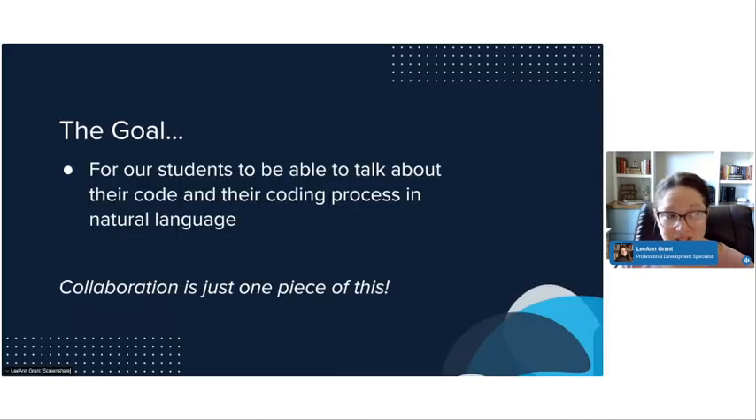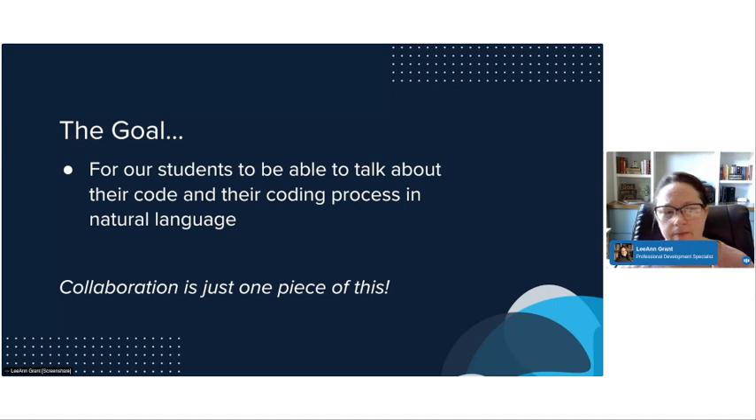Our goal for today, and our goal in our classrooms, is for students to be able to talk about code and their coding process in natural language. I'm not talking about pseudocode, or just being able to write out pseudocode. We're talking about having a discussion about code, whether we're saying the whys or explaining how something happens. But collaboration is just one part of that.